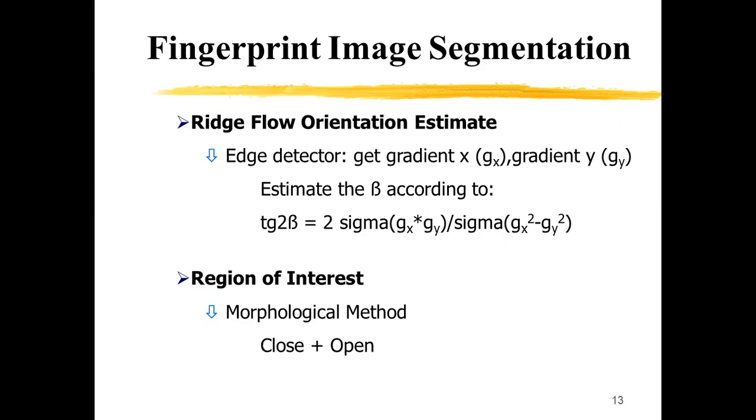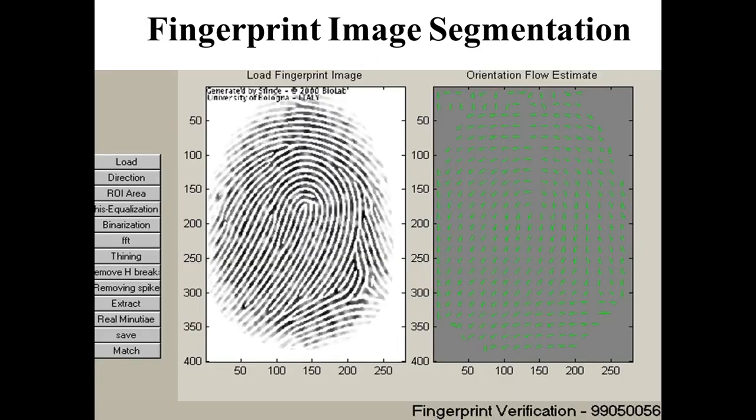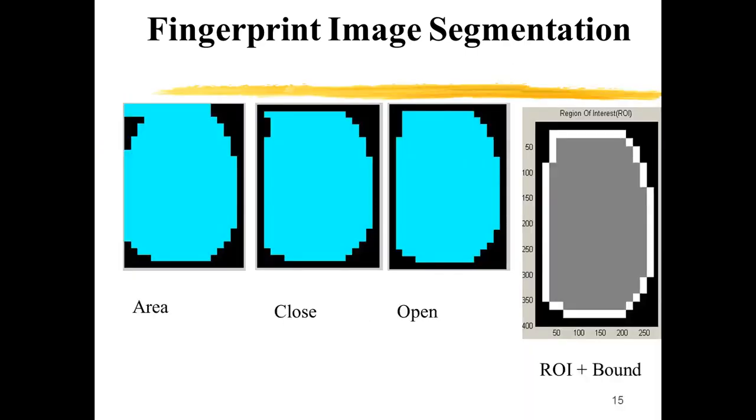The actual region of interest is drawn using morphological methods. We use the close and the open function. This is the output of image segmentation. You can see the direction of movement of all the pixels and how the ridges curve, and what portions are actually redundant and not.